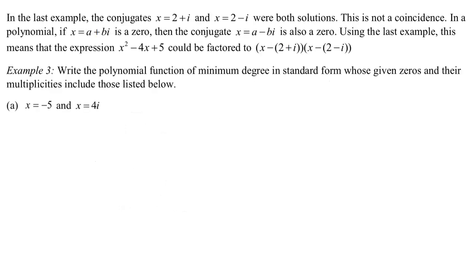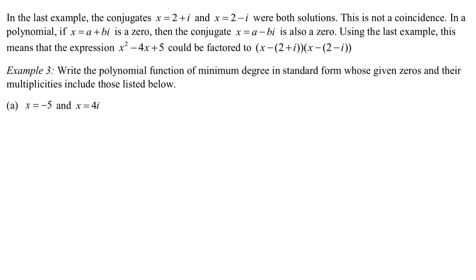Okay, so just a couple more words on example 2. In that last example, those two conjugates were both solutions. That is not a coincidence. In a polynomial, if you have an imaginary 0, you also have to have another one, and it has to be the conjugate of your given one. So just keep an eye out for that. That's going to be very important as we go on down the road here.